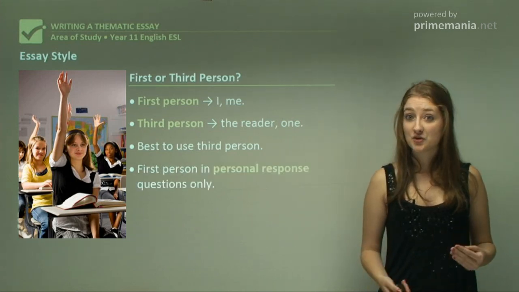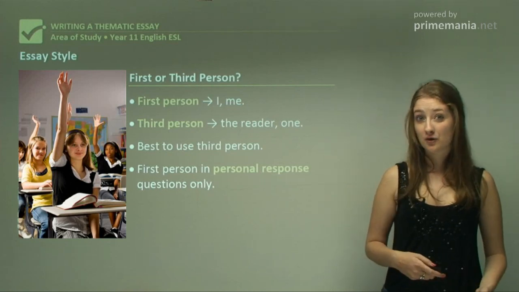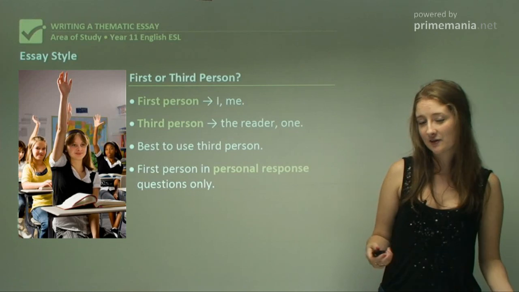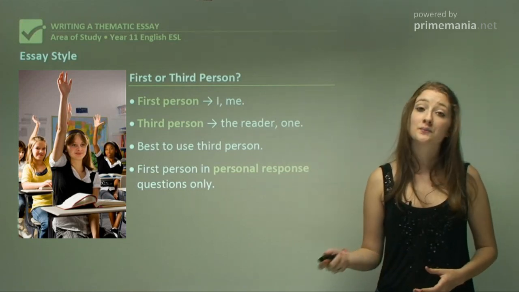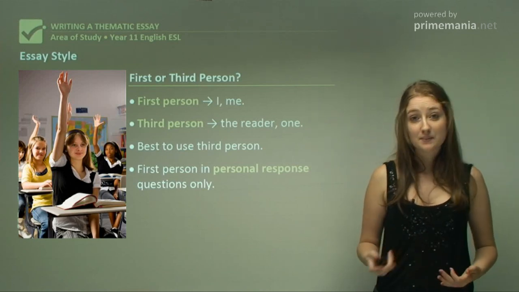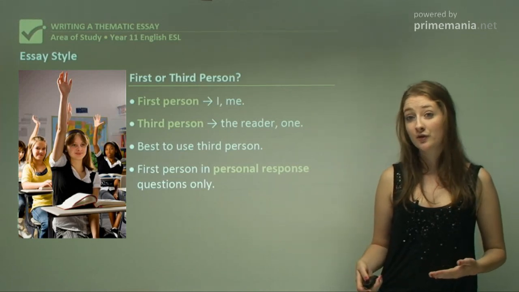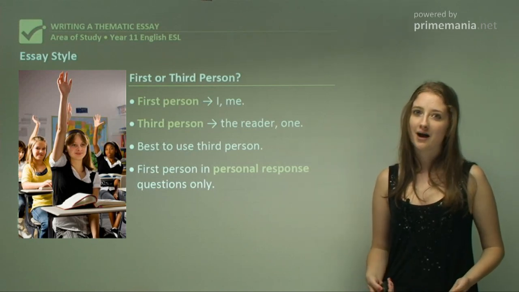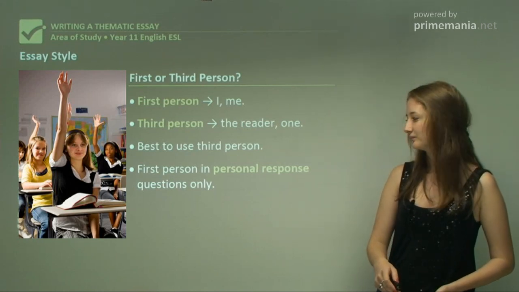First person, however, you can use if it's asking for a personal response question. If the essay is asking for your particular view on the subject, yeah, you can put some I's in there to make sure that the marker knows this is your opinion. Maybe if it's something like a diary entry or a journal, you definitely want to be including I's and me's to make sure that the marker knows you understand that form.